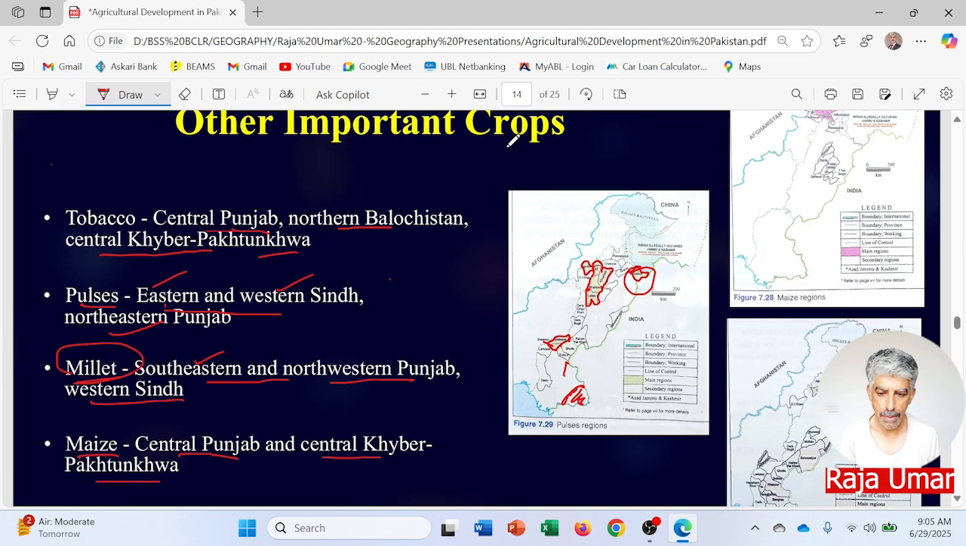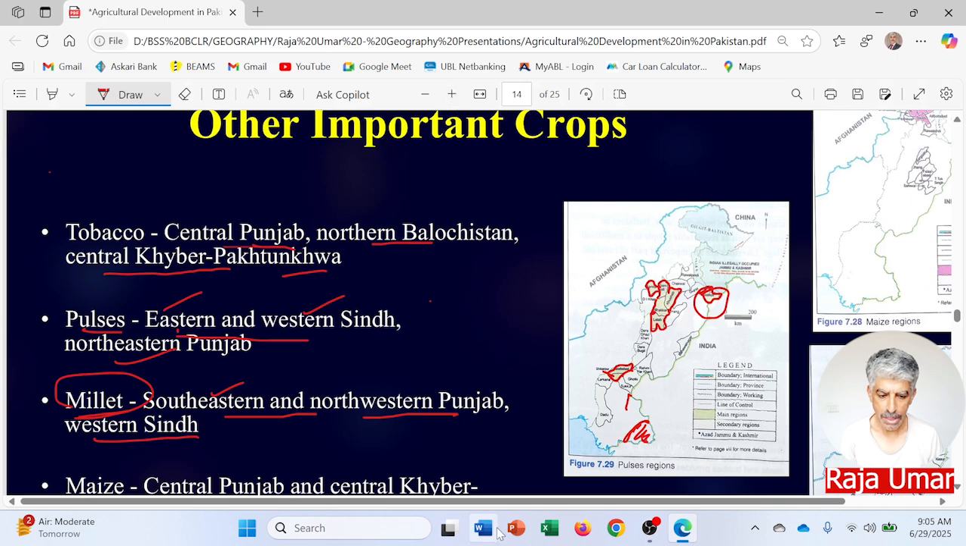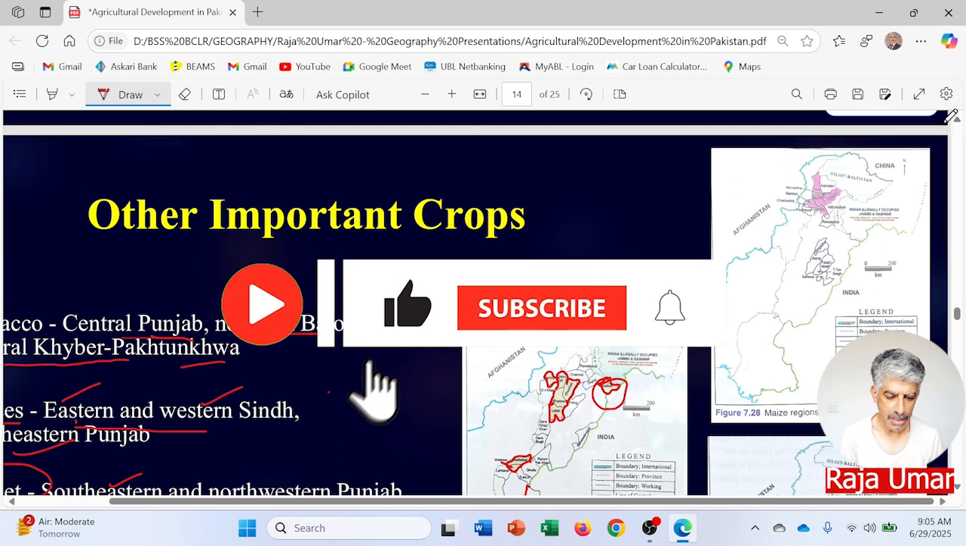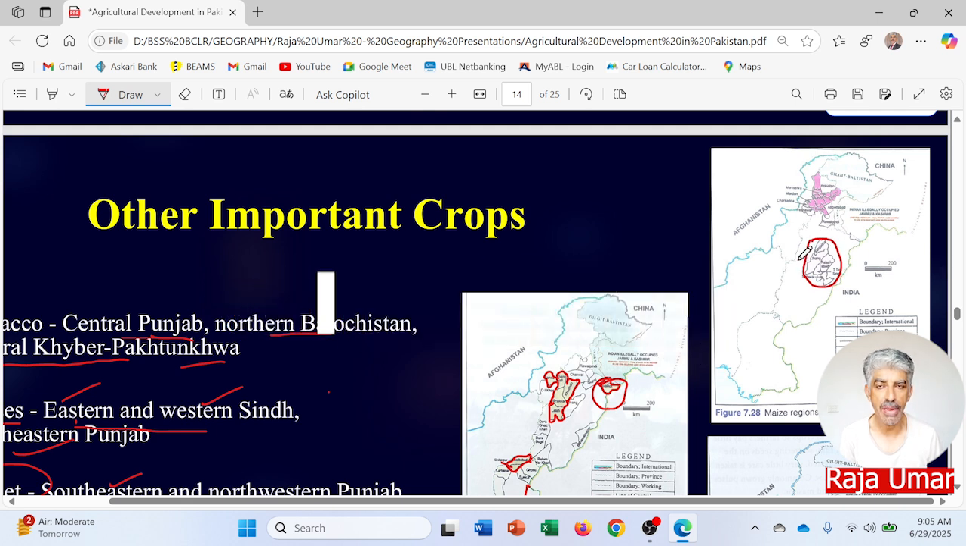So here is the maize region at the top, the upper map. Here you can see the central Punjab region, but not the larger area. You know that the central Punjab region is really very important for the growth of sugarcane crop.